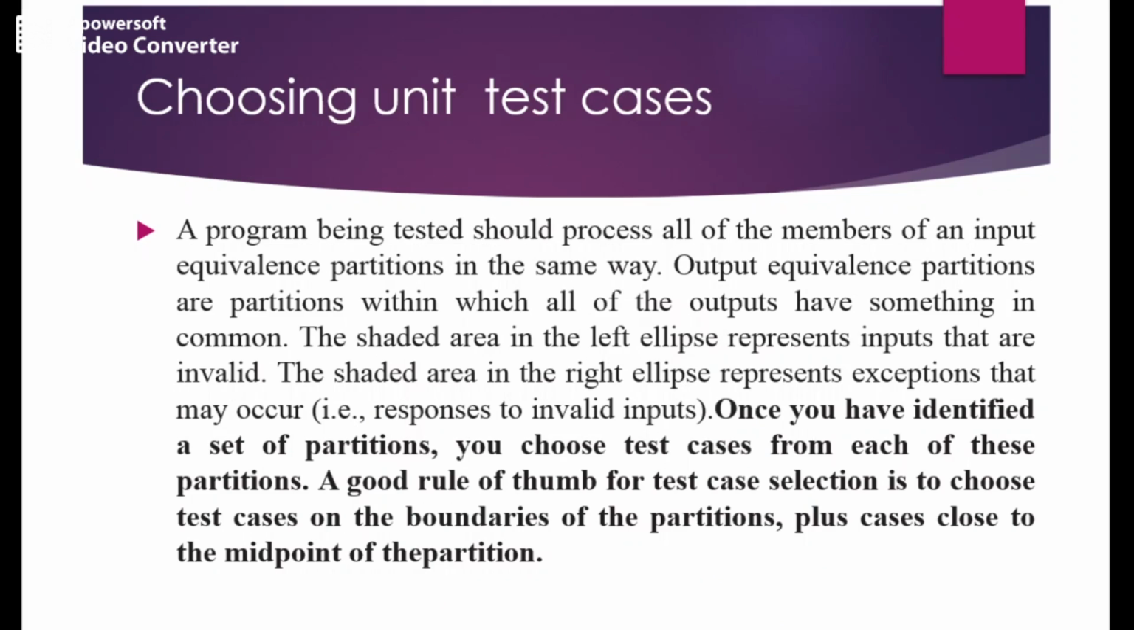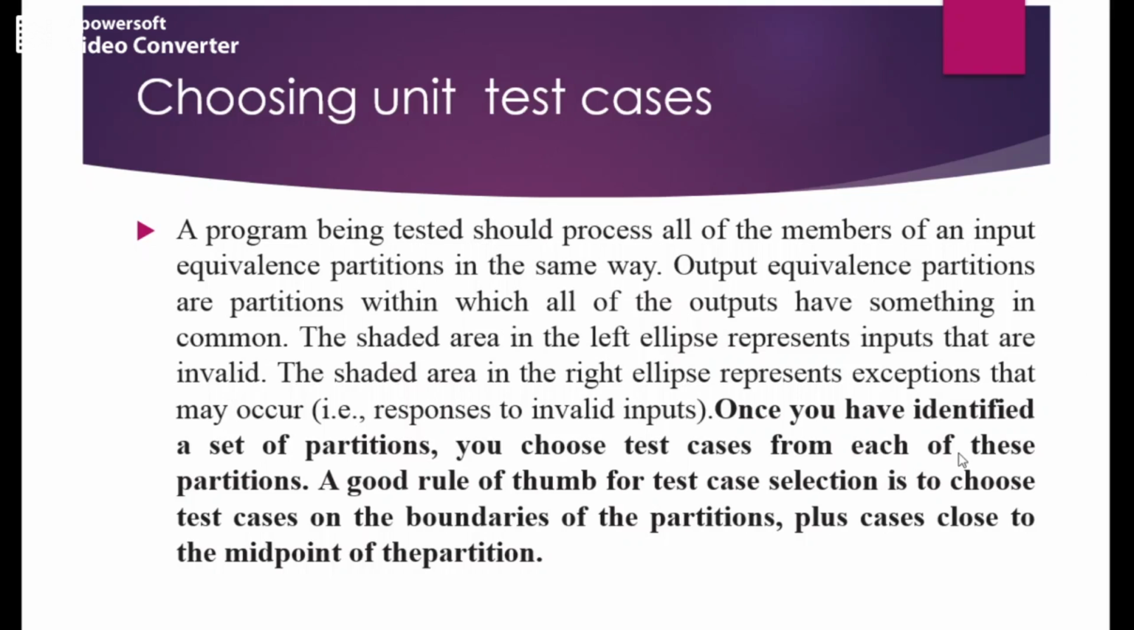Next, a program being tested should process all of the members of an input equivalence partition in the same way. So when you are testing, you should test all possible inputs. So all possible equivalence partitions of input need to be tested. Output equivalence partitions are partitions within which all of the outputs have something in common. So the shaded area in the left ellipse represents inputs that are invalid. The shaded area in the right ellipse represents exceptions that may occur. That is after getting the response to invalid inputs.